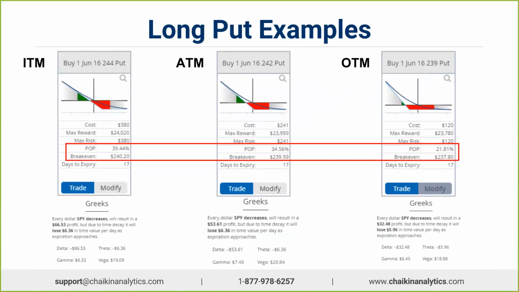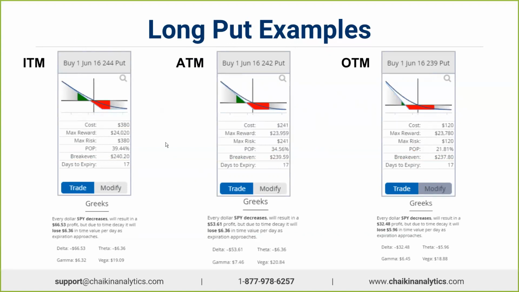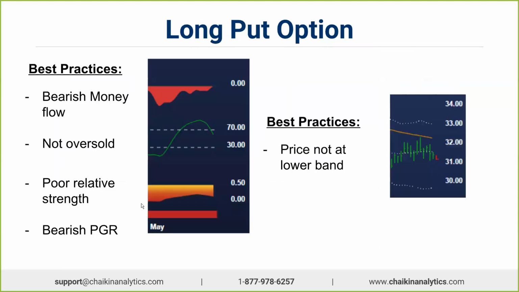What are some of the best practices for puts? Puts are bearish, so of course we want a bearish power gauge rating and poor relative strength. In this case, we don't want it oversold, and we don't want it at the lower band. Typically when things are oversold, they're going to move up, and when they're at the lower band, they're going to bounce. So that's not the ideal timing.